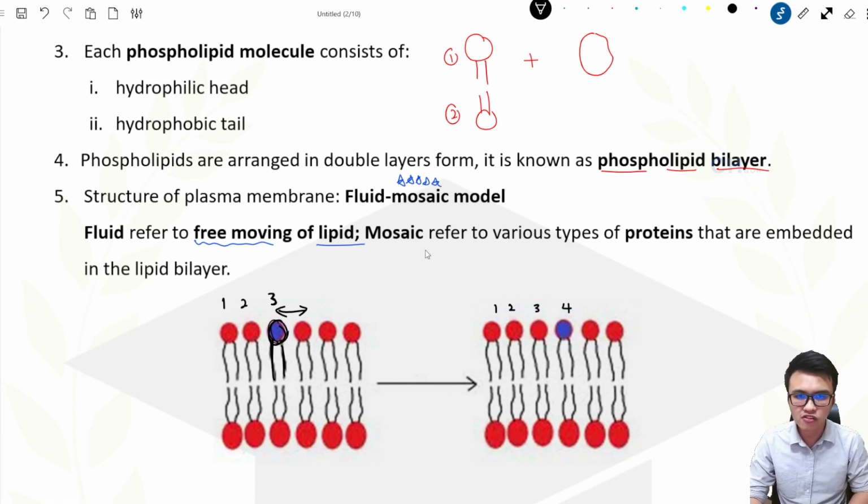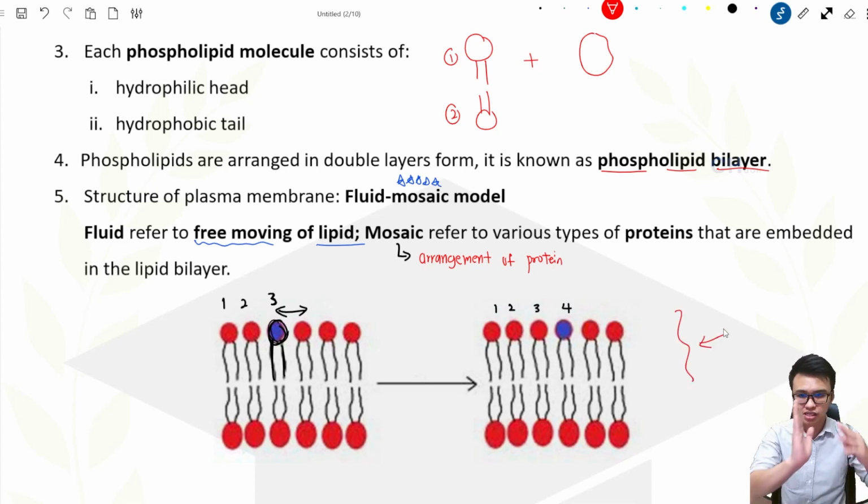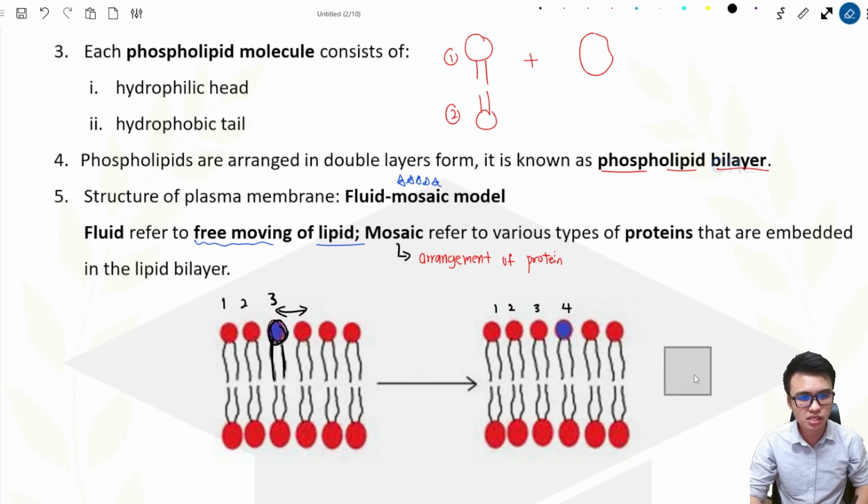For the mosaic, mosaic means the protein that's embedded in the lipid bilayer. It is actually referring to the arrangement of protein. So let's say this is a plasma membrane. If you look at the plasma membrane in this direction, like this, you will see the proteins are actually arranged like this.